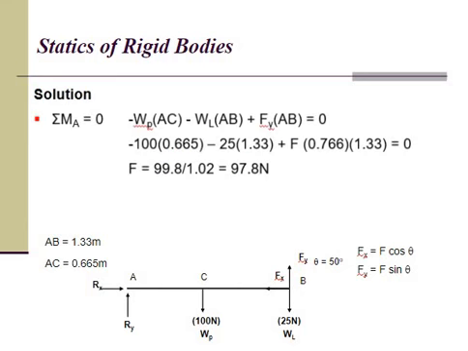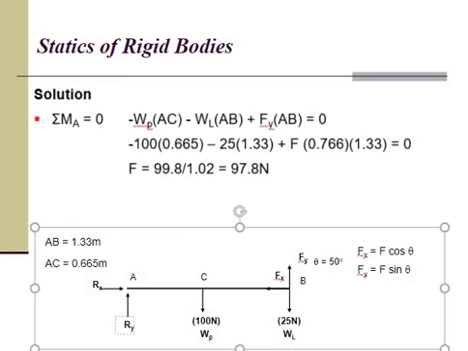Now let's begin with the solution. We need to find the values of Rx, Ry, and F. And in order to do that, we need to get sigma moment at point A and set it equal to 0. So let's look at the forces that we have. The first one is the weight of the pole, which is 100 Newton multiplied by the distance from point A.